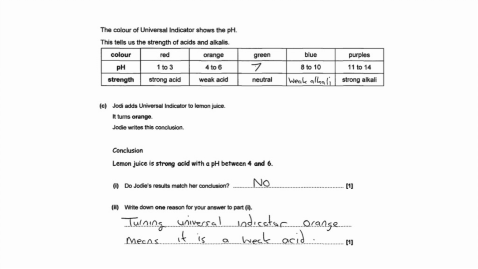Now for part C, it says Jody adds universal indicator to lemon juice and it turns orange. Jody writes this conclusion. Now Jody's conclusion is that lemon juice is a strong acid with a pH of between 4 and 6. And the part 1 says, do Jody's results match her conclusion? Well, the answer is no, because turning universal indicator orange means it's a weak acid, not a strong acid. So if you said that, you get the 2nd mark. So there's 2 marks for part C.